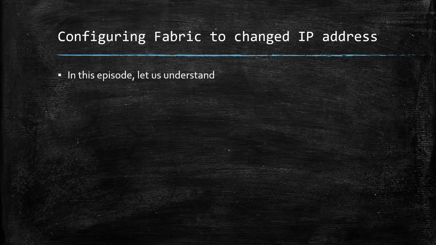In this episode, let us understand how to configure Fabric to change IP address. Generally, when we set up Fabric on a developer's machine, during the installation, in one of the steps, we'll provide the IP address or the host name of the system on which we are setting up Fabric.